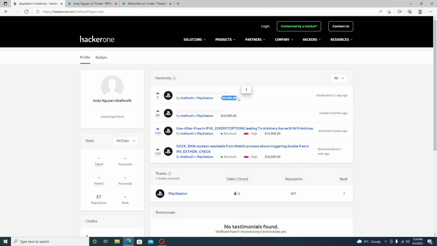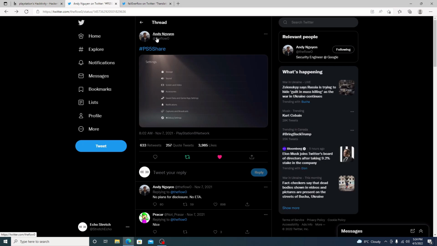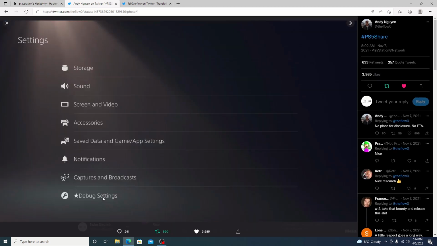If we look at his Twitter back on November 7th, you can see that he posted an image of the PS5 with debug settings. Now, debug settings doesn't mean that it's a jailbreak. It just means that he got the debug settings to come up. There might be more to it, or he might have even gotten a jailbreak. That we don't know.